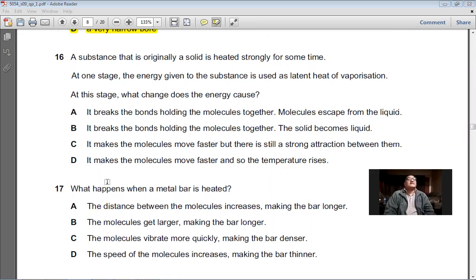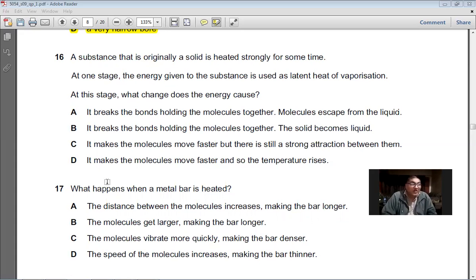A substance that is originally a solid is heated strongly for some time. At one stage, the energy given to the substance is used as latent heat of vaporization. At this stage, what change does the energy cause?